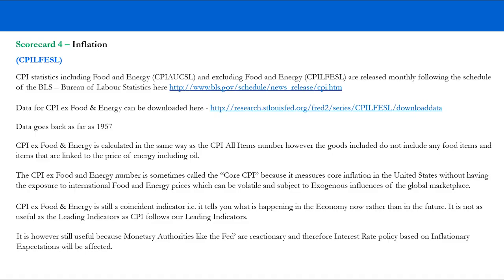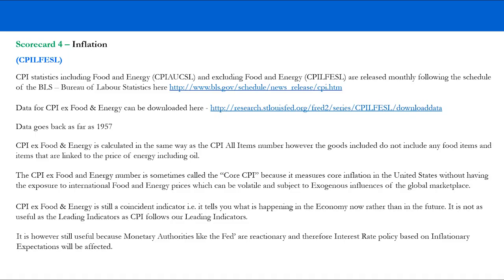The CPI ex food and energy, which we're looking at now, you'll often see in the media referred to as the core CPI, because it measures core inflation in the United States without having the exposure to international food and energy prices, which, as we saw earlier, can be extremely volatile and subject to exogenous influences in the global marketplace.